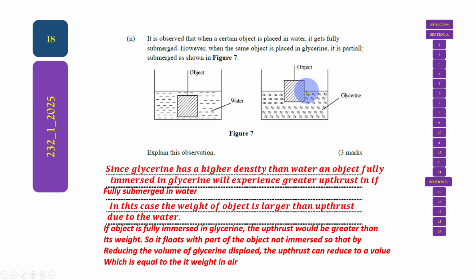So the moment it moves above the surface of glycerin, less volume is going to be displaced. Less volume of glycerin is going to be displaced. That will have the effect of reducing the upthrust force on this object until the upthrust is equal to the weight of the object. And since upthrust is calculated as the volume of the object times the acceleration due to gravity times the density of the liquid, when the volume is reduced, then the upthrust is going to be reduced.